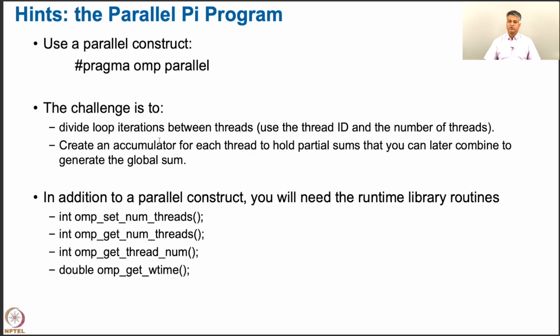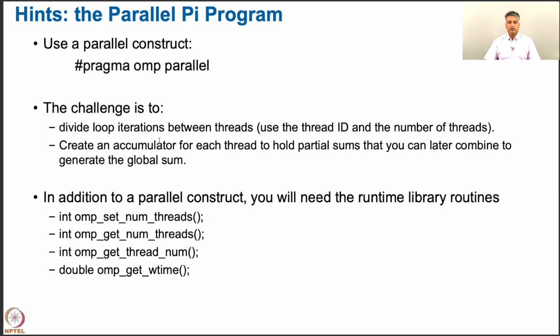So we use the parallel construct, OMP parallel. What is the challenge that we have? We need to divide these loop iterations between threads. Each of those rectangle calculations now must be spread amongst multiple threads. And then we have to have a local accumulator for each of the threads, which will hold the partial sum of the areas for each of the threads. And then we need to compute a global sum.